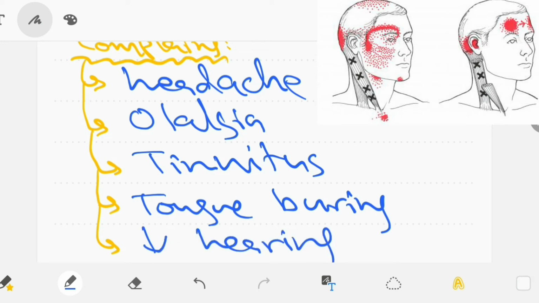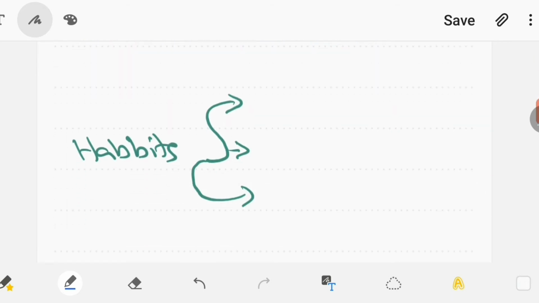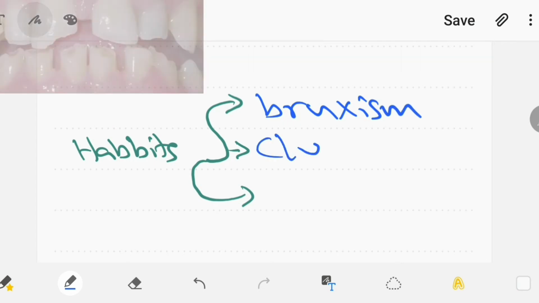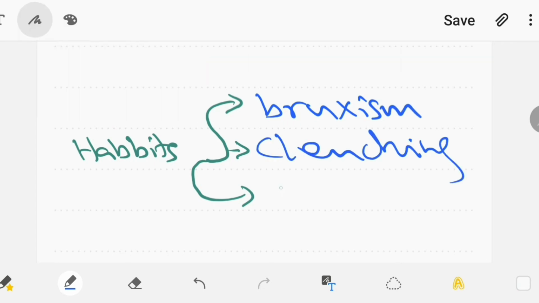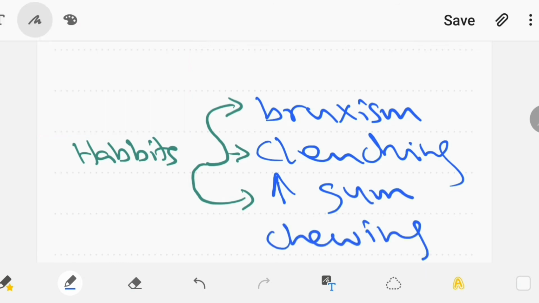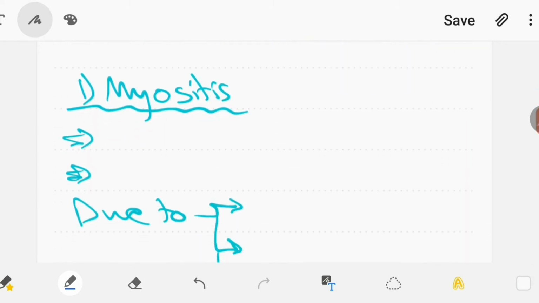So most of the myofacial pain disorders occur due to overuse of the muscles. There are some habits behind that, such as bruxism, clenching, and even excessive gum chewing, leading to muscle spasms and fatigue and subsequently pain. So the myofacial pain disorders are divided into 6 categories.